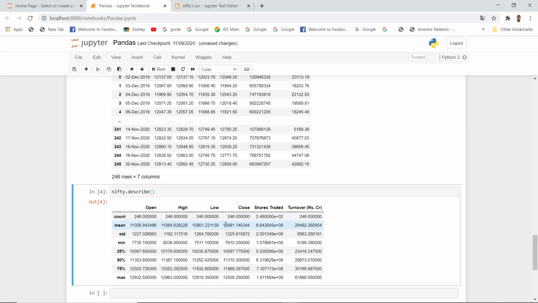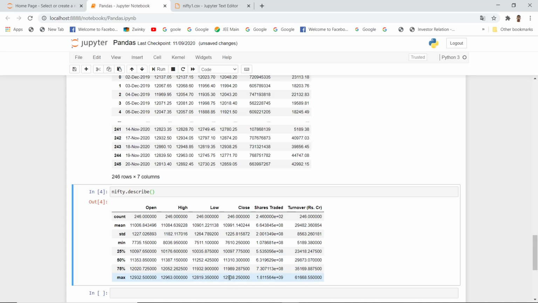For the close, the mean value is 10,991. Standard deviation is 1225.81. The minimum value, so the low in the last 1 year, the Nifty touched 7610 low. The 25th percentile is 10,097, the 50th percentile is 11,310 and the 75th percentile is 11,989, and the maximum value the Nifty touched during the last 1 year is 12,938.